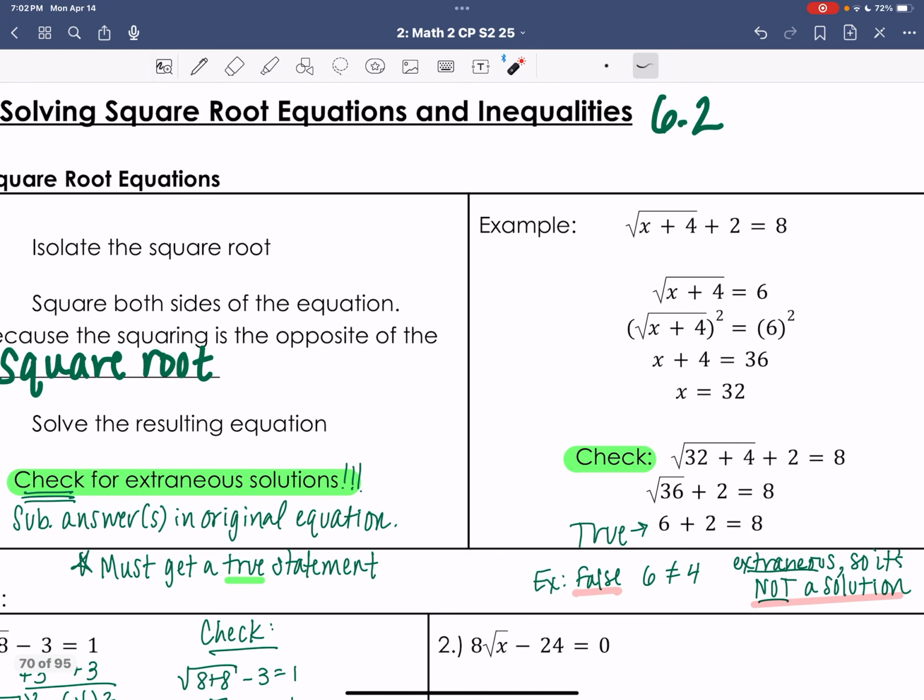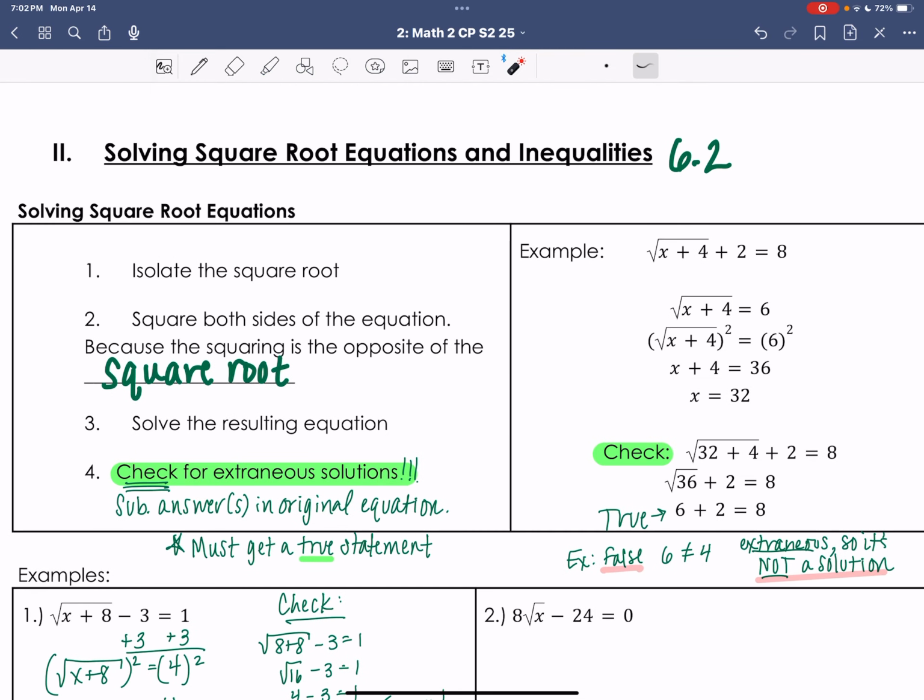Now you're going to go ahead and solve the rest of the equation. So subtract 4 from both sides and you get x equals 32. Now we have to be careful, especially since we're dealing with radicals. You have to check for extraneous solutions. Extraneous solutions are answers that could potentially not actually work in the equation. So you have to always check your answer.